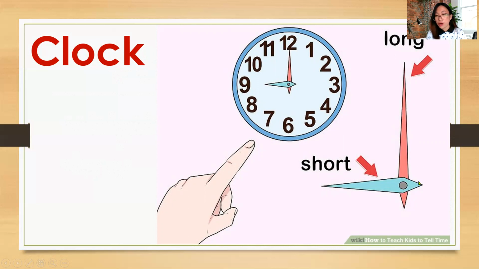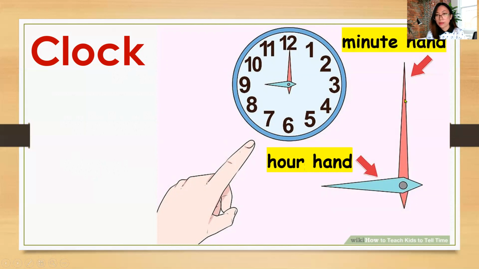The blue short hand is the hour hand. The red long hand is the minute hand. Again, the blue short hand is the hour hand, and the red long hand is the minute hand.